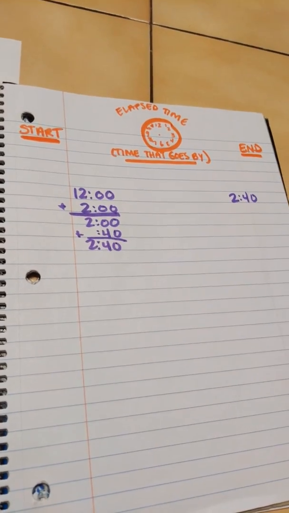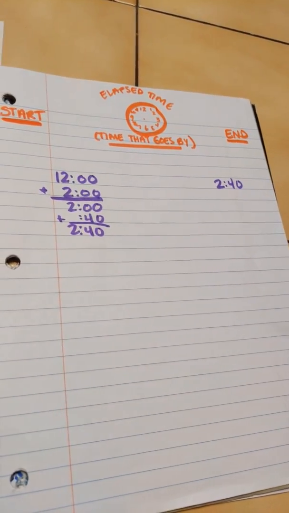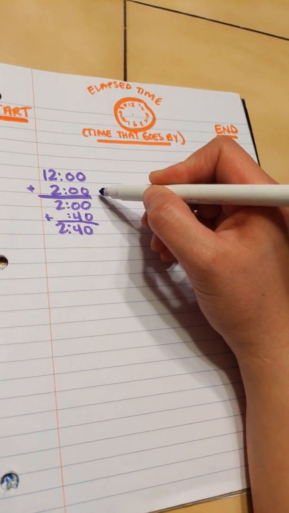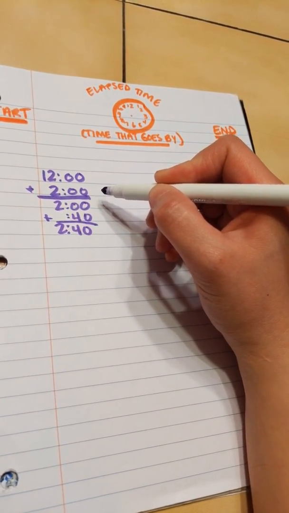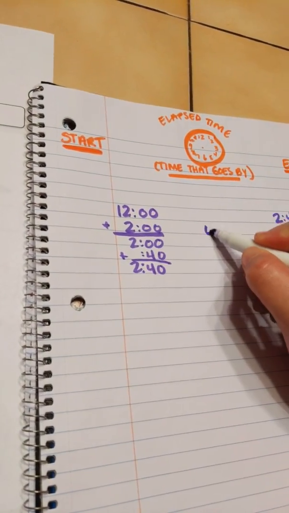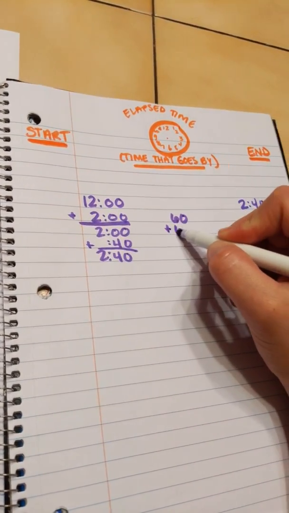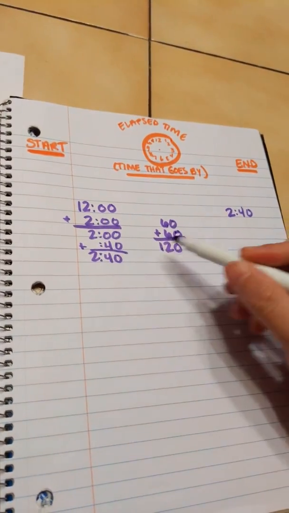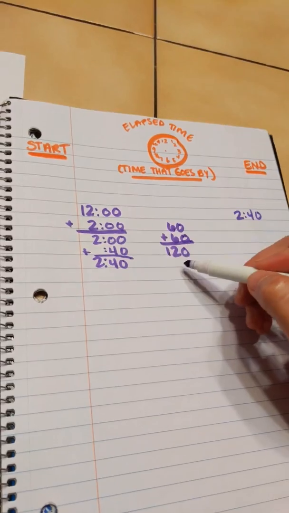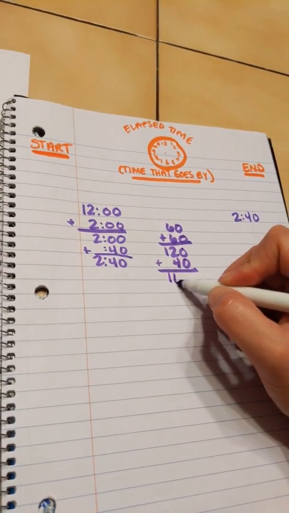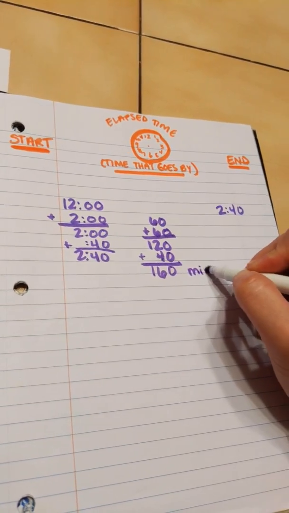Okay, so I need to figure out the total amount of time in minutes. I really know 60 minutes equals an hour. So I know 60 plus 60 is 120. It's the same exact thing. We're just putting this in total minutes. 120 minutes, and then I added my last little bit of minutes here. So I had 160 total minutes.